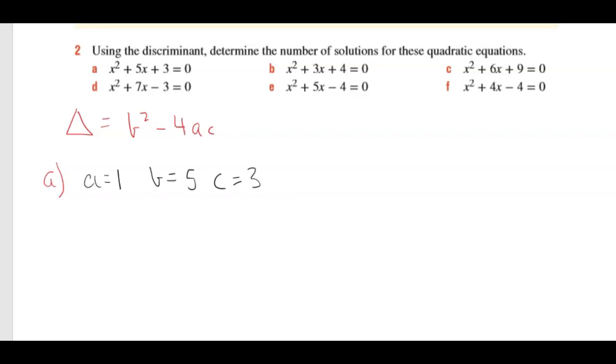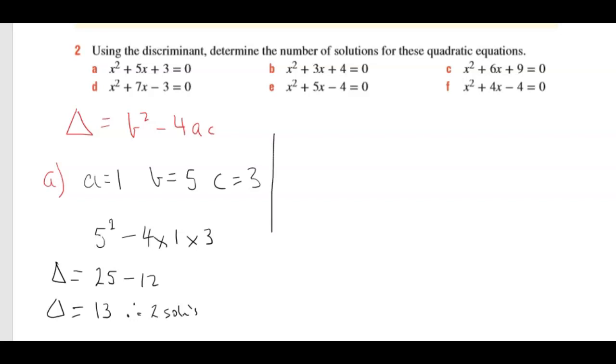All right, so let's do our substitution. So b squared. Now, sometimes b can be negative. Remember, when you square a negative number, you get a positive, but this time it's a positive. So 5 squared minus 4 times 1 times 3. So we've got 25 minus 4 times 1 times 3, which is 12. So we get 13. So you've got a positive discriminant. Your discriminant is equal to 13. So how many solutions do we have? Therefore, 2 solutions.